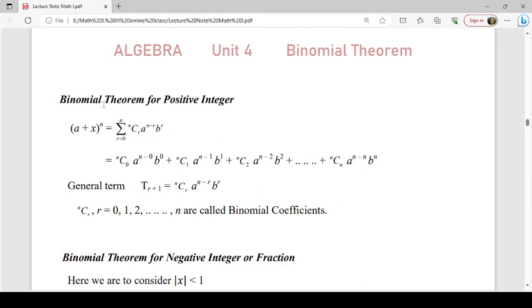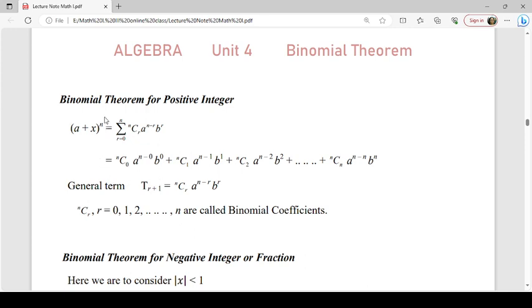Binomial theorem. Binomial theorem for positive integer. So this is the binomial theorem: (a + x) whole to the power n. Two terms are there, that is why it is binomial. So a plus x within brackets, and then the power is n.